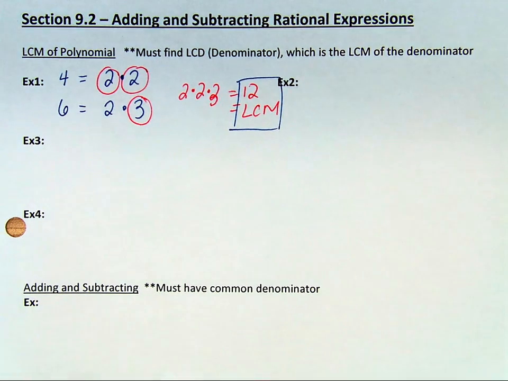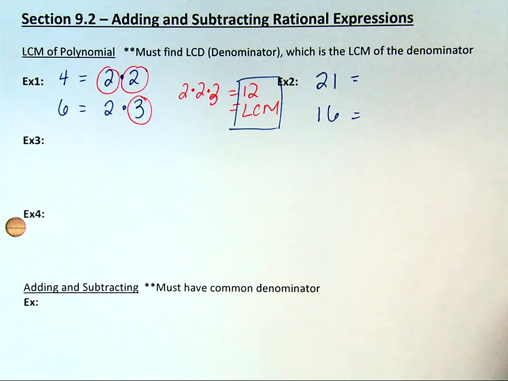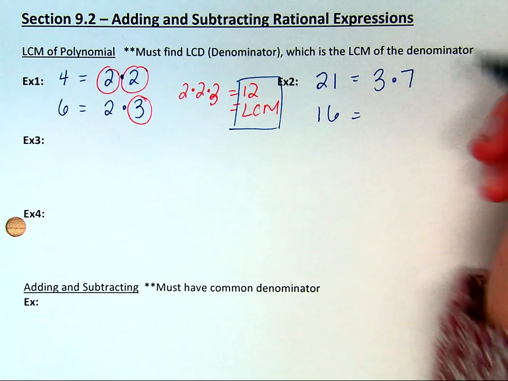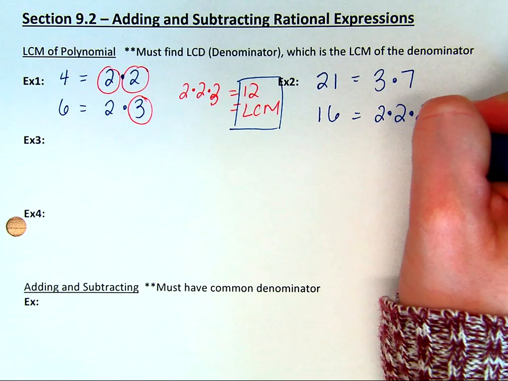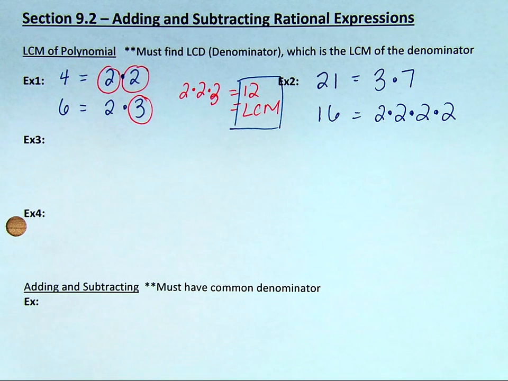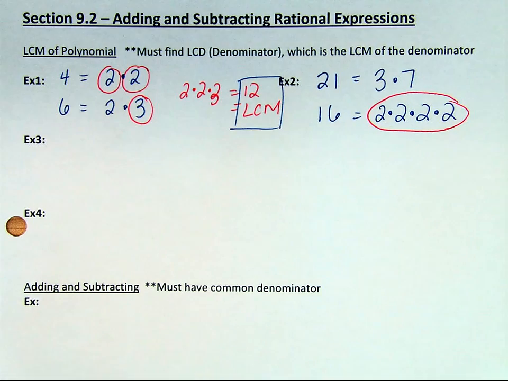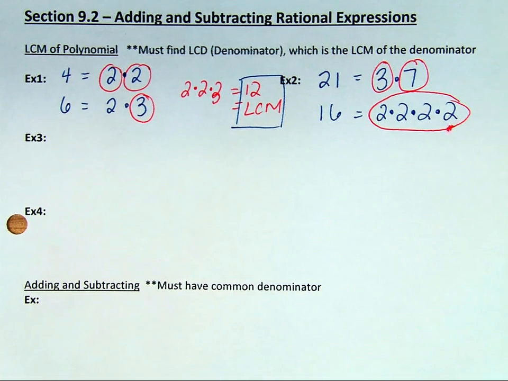Let's say 21 and 16. I'm going to write them both in terms of their expansions. So 21 is 3 times 7. 16, if I were to make a factor tree, would be 2 times 2 times 2 times 2. So I've got 2's, 3's, and 7's involved. Which of the two has more 2's? This one definitely has more 2's, so you circle all of those 2's. Which one has more 3's? This one. Which one has more 7's? This one. So I circle them.